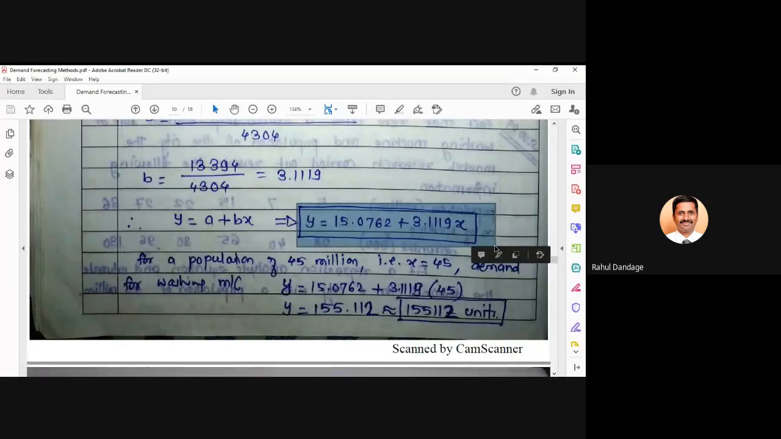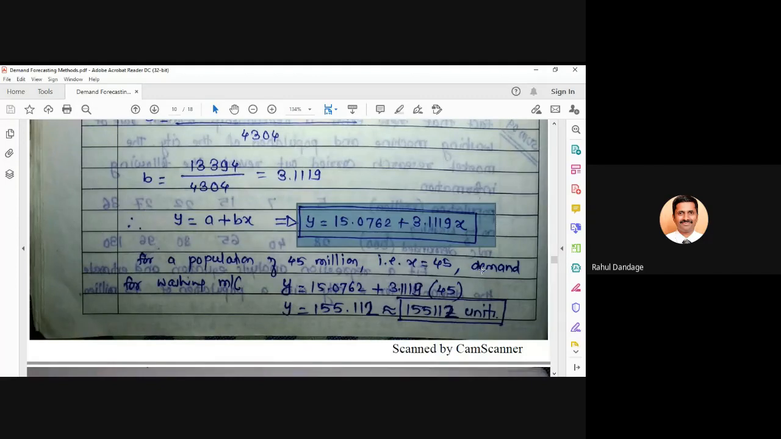And once you have this regression available for the given data, for the population of 45 million, we have to consider the value of x equal to 45, because in this case we have considered the population in millions, whatever is given in the data. So substituting the value of x as 45, the demand for washing machines is going to be equal to 15.0762 plus 3.1119 multiplied by 45. So y is equal to 155.112.